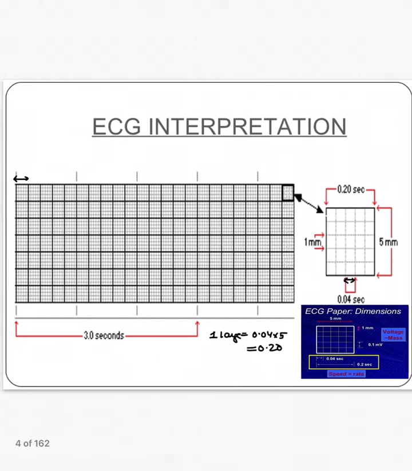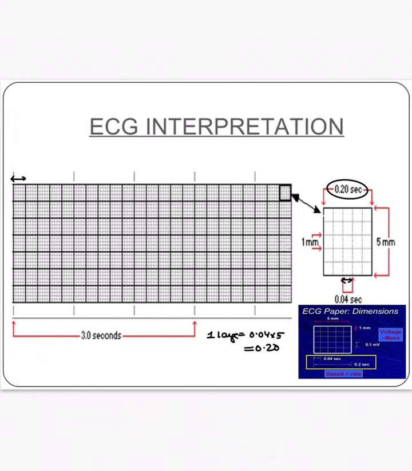That's written here, one large square. And this is 1 mm. So these 5 will be 5 mm, and this indicates 0.1 millivolt voltage. These are the things that you need to remember.